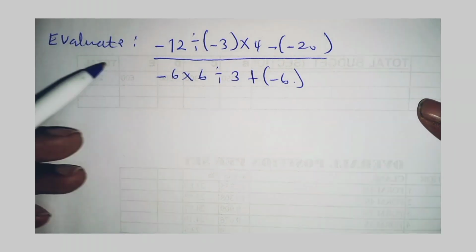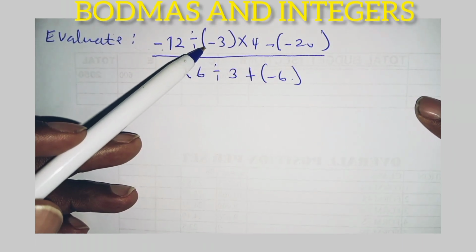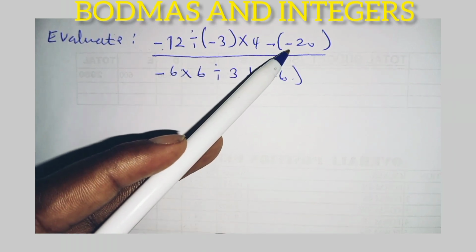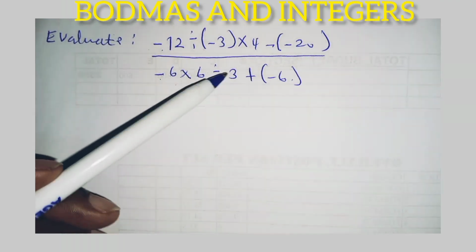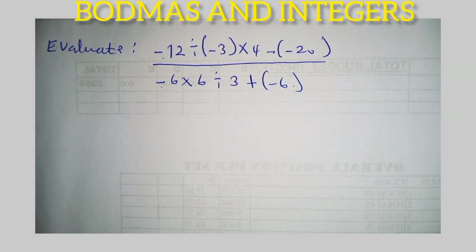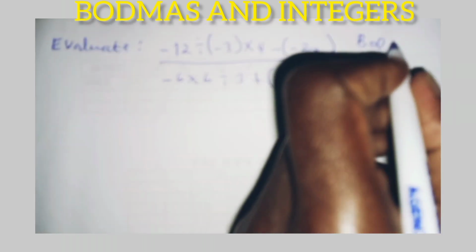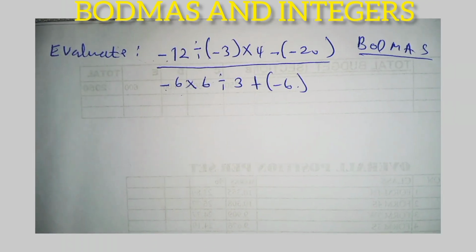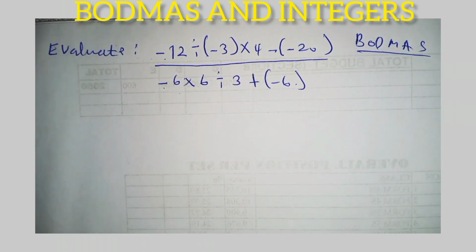Hello, evaluate the following. You have negative 12 divided by negative 3 times 4 minus bracket negative 20 divided by negative 6 times 6 divided by 3 plus negative 6. Now, this equation will test indices. At the same time, it will also test what is called BODMAS. So, we are going to apply BODMAS in solving it, while also taking the indices into consideration.